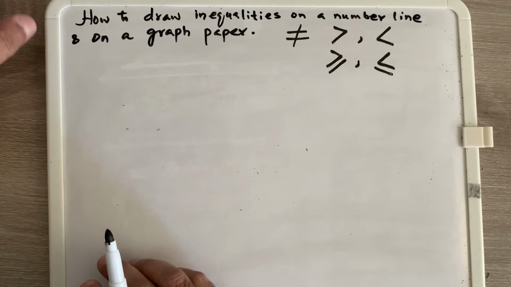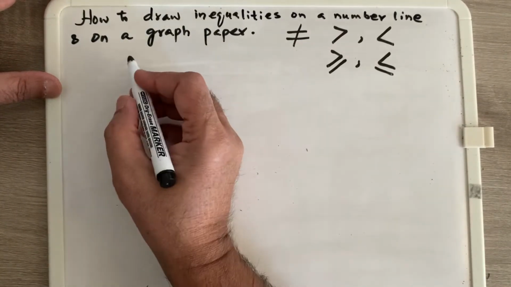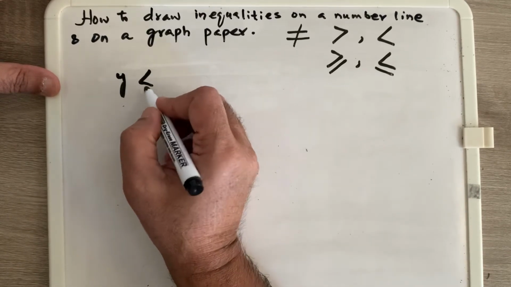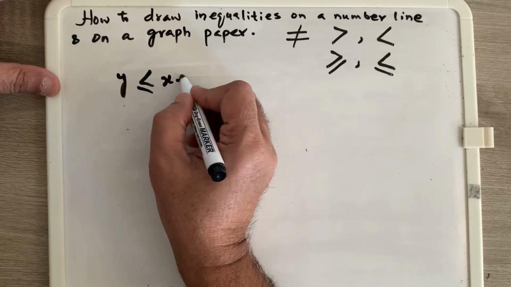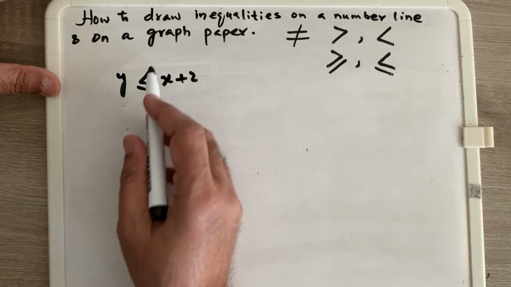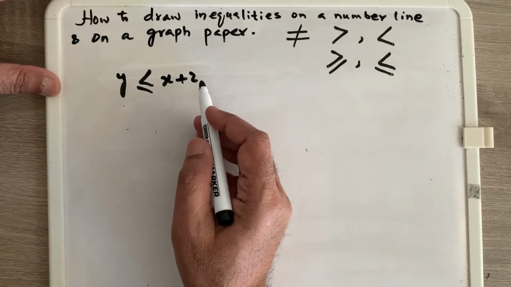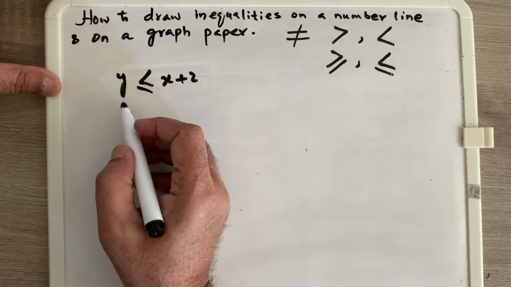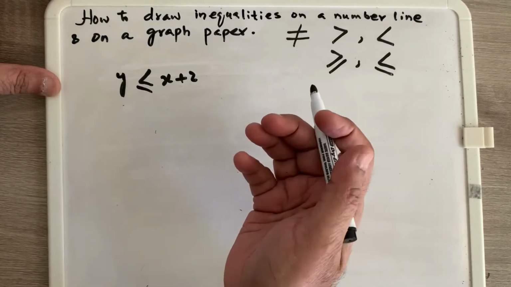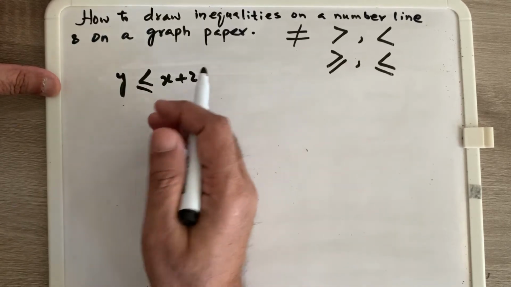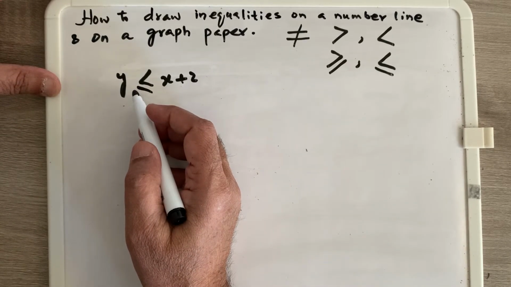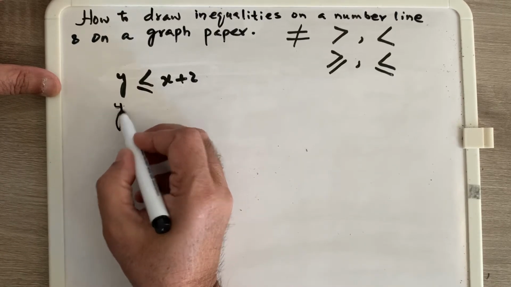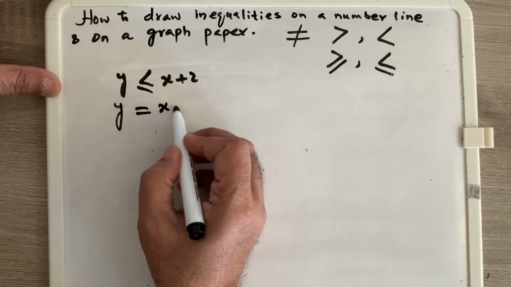For example, if we have an inequality such as y is less than or equal to x plus 2, the first step is to rearrange so that y is on the left. Here everything is already on the left, so we are good with this equation. If it is mixed, we have to rearrange it for y. It's already rearranged, so it's an easy question. Then we have to plot y equals x plus 2.